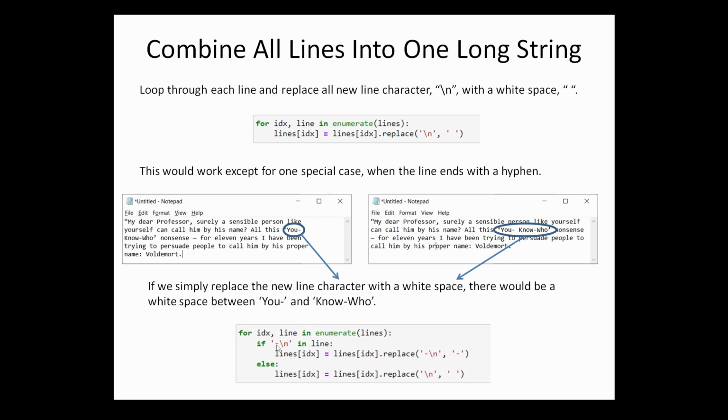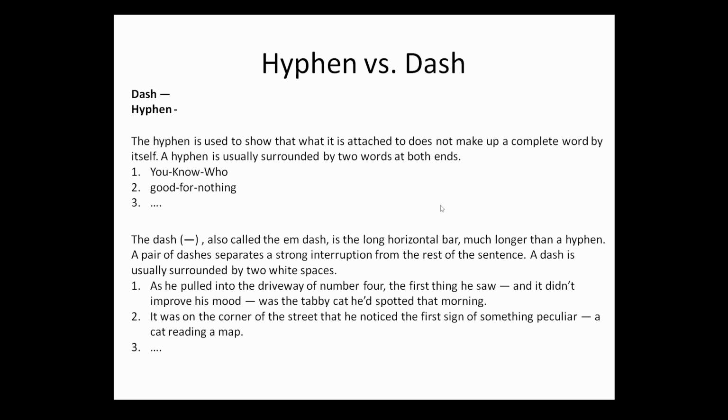So if the line ends with hyphen followed by a new line character, we will replace this hyphen new line character with simply a hyphen. Okay, in all other cases, we will replace the new line character with a white space. Before we go to the Python code, I want to briefly talk about the difference between hyphen and dash.